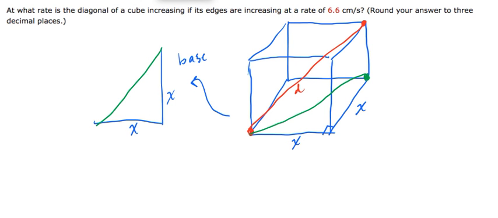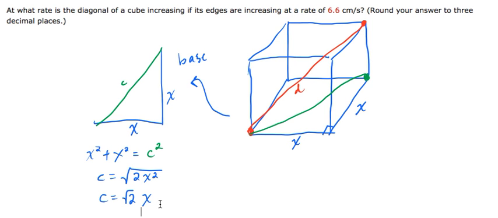If you do Pythagorean Theorem on this, you're going to get X squared plus X squared equals, what should I call that? Let's call that C, equals C squared. So C is equal to the square root of 2x squared. And if we split that into two radicals, we get root 2 times the square root of x squared, which is x, since x is positive here. So we know that the diagonal of the base is equal to root 2 times x.